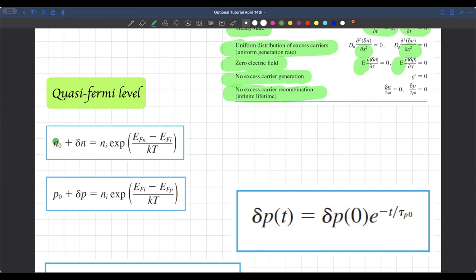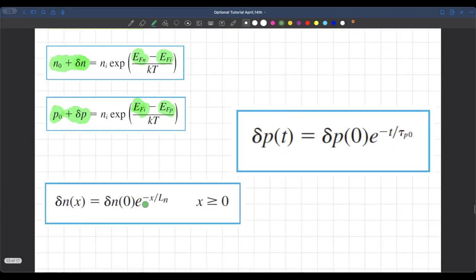So it depends on just replacing that concentration with the thermal equilibrium concentration plus the excess carrier concentration. You can see that for both of them, okay? And then the same thing, but here now, that's the quasi-Fermi level, sorry. So eventually we will be interested in that difference, okay? EFi still being the intrinsic Fermi level, okay?